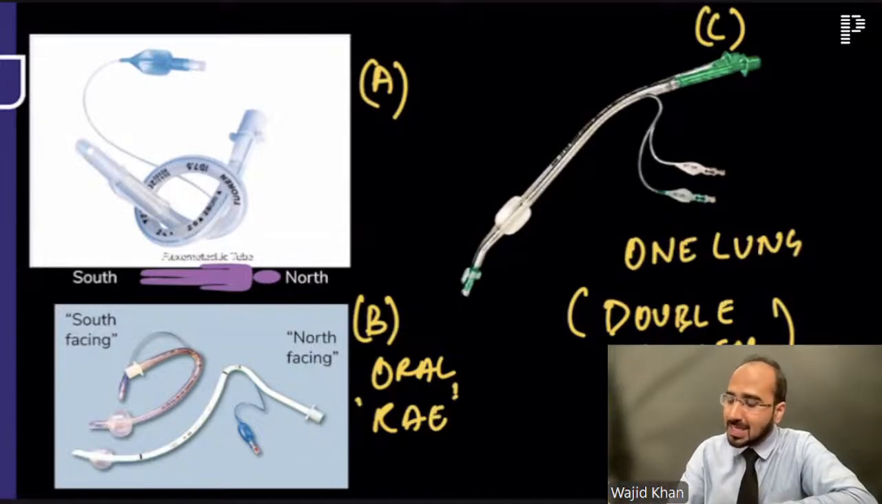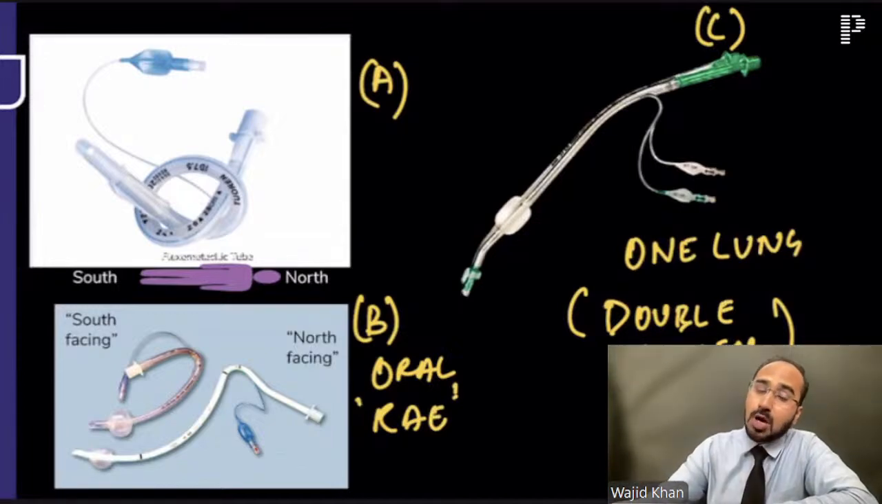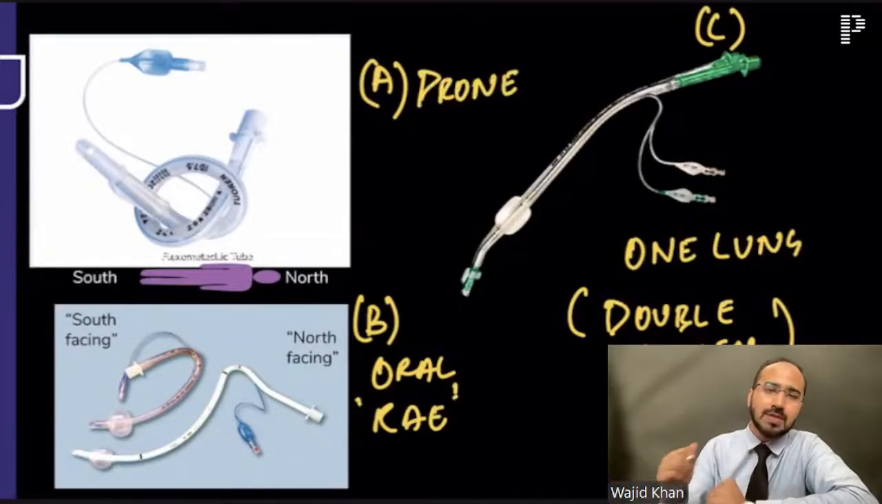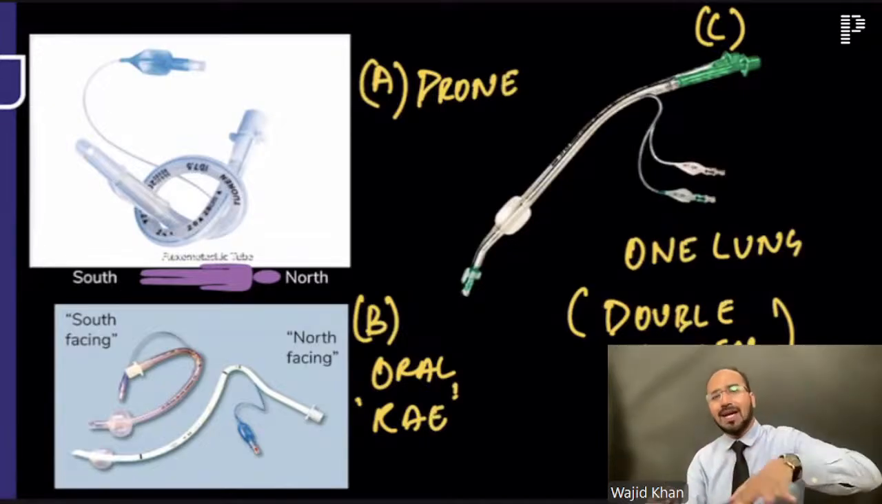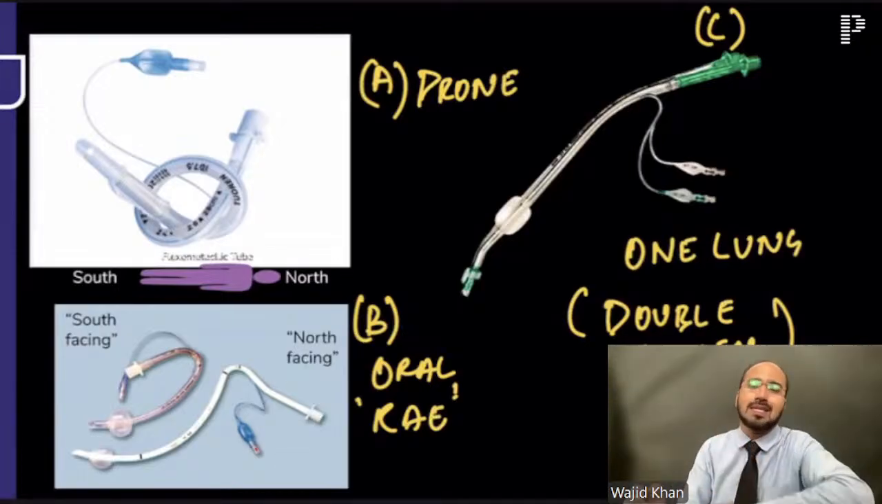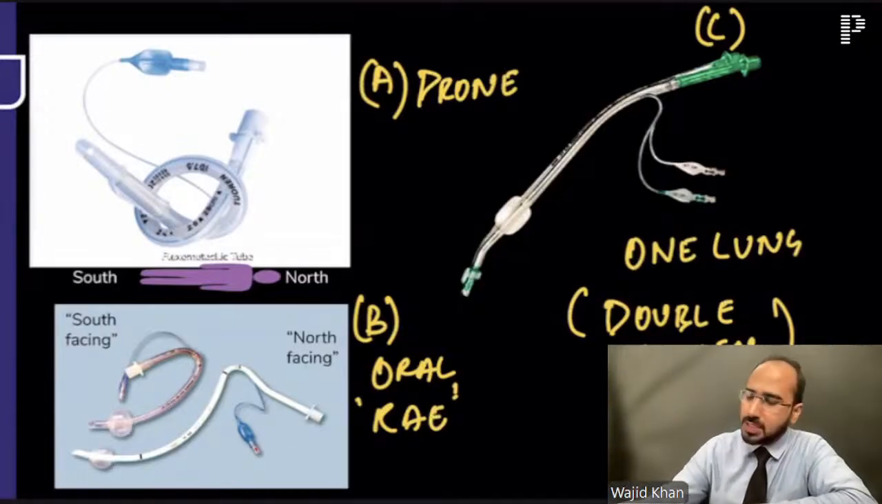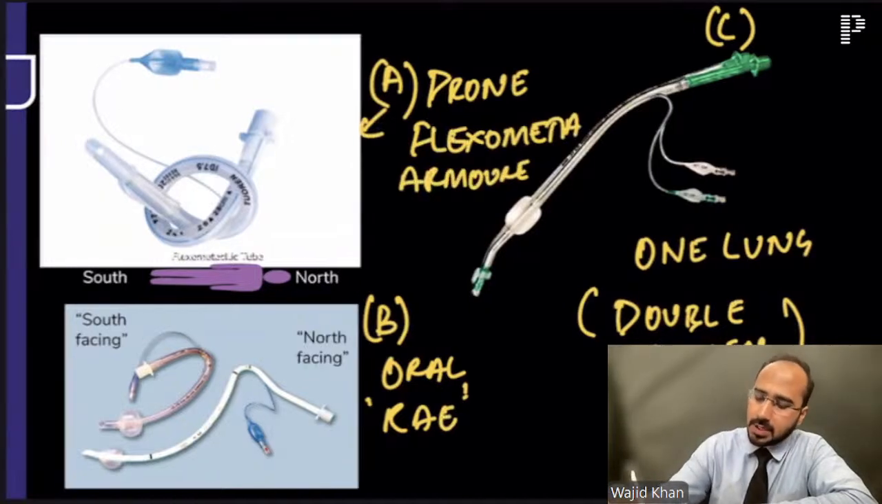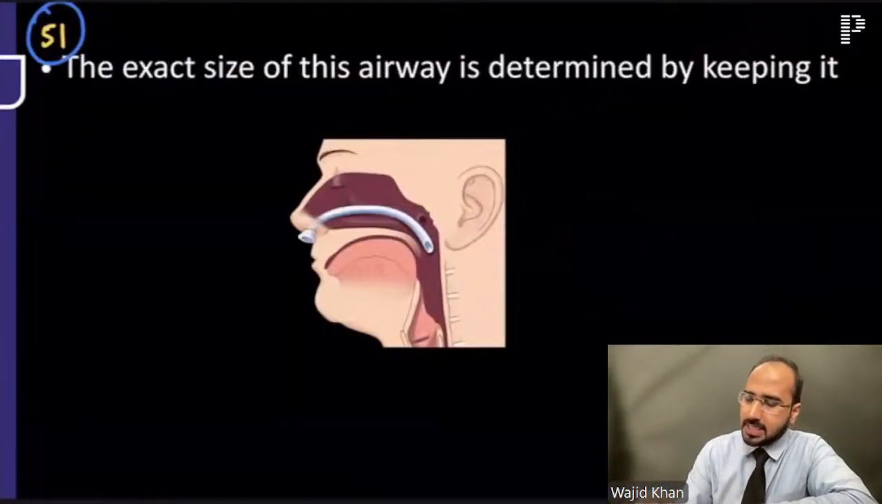So this is called a RAE tube, which is the tube commonly used for surgeries done in prone position. In prone position, you use a flexometallic tube. Why do we use it? Because no matter how much you turn the patient, even if the tube twists, there won't be any kinking. For prone position, you use this flexometallic tube, which is also called an armored tube. Okay, armored tube.